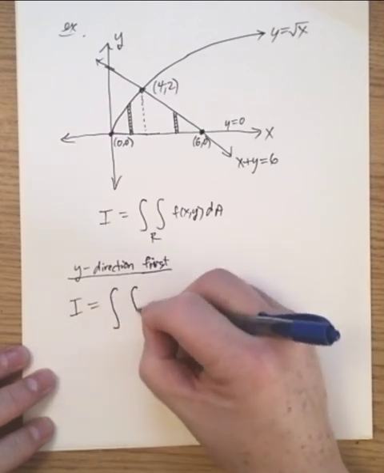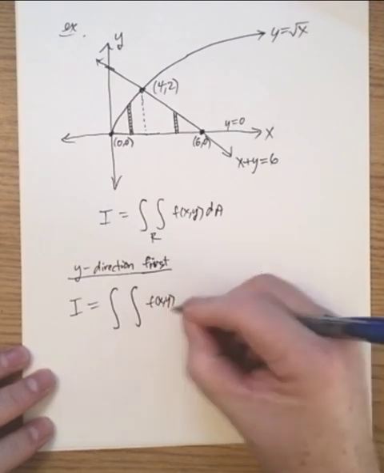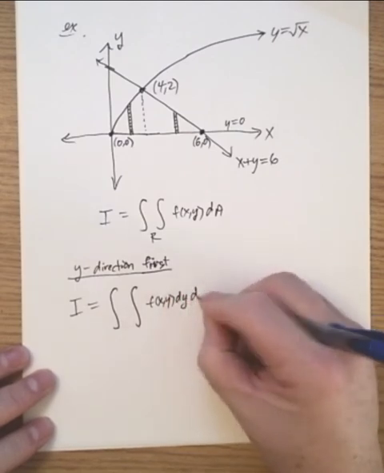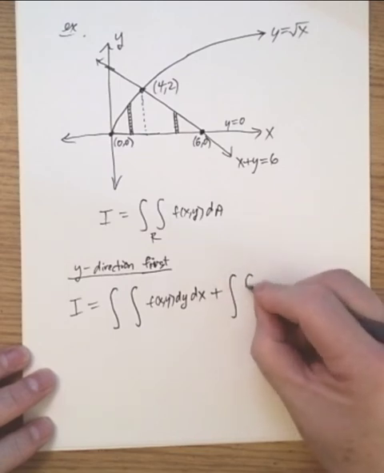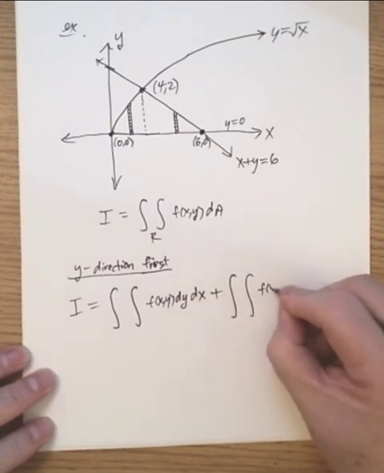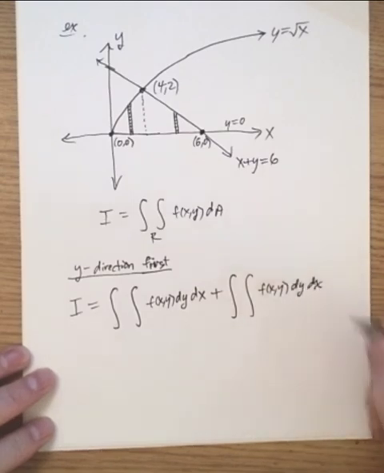So here we go. We're integrating in the y direction first, so I'm going to write dy, then dx. And I know I'm going to have to write a second integral, the way this is set up.